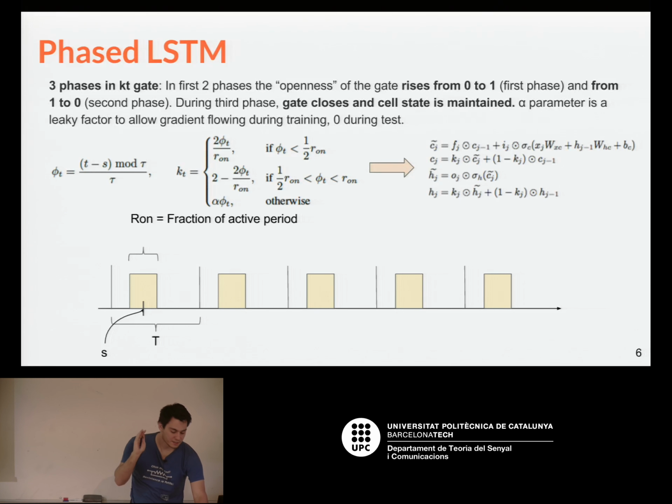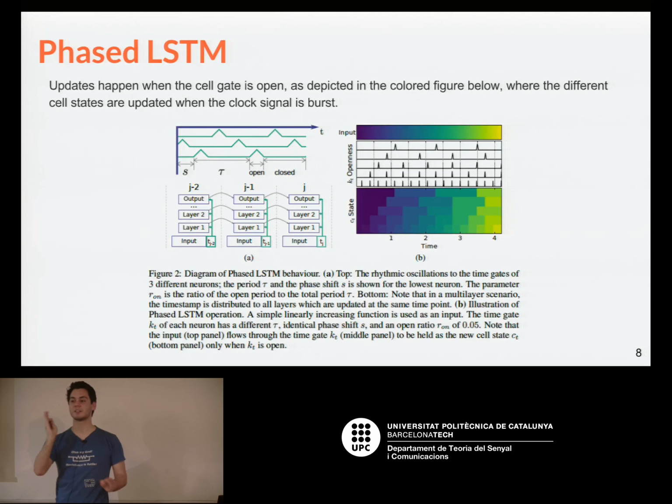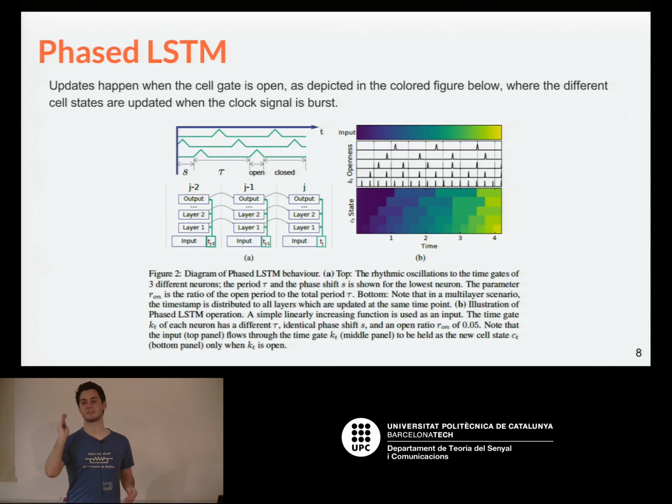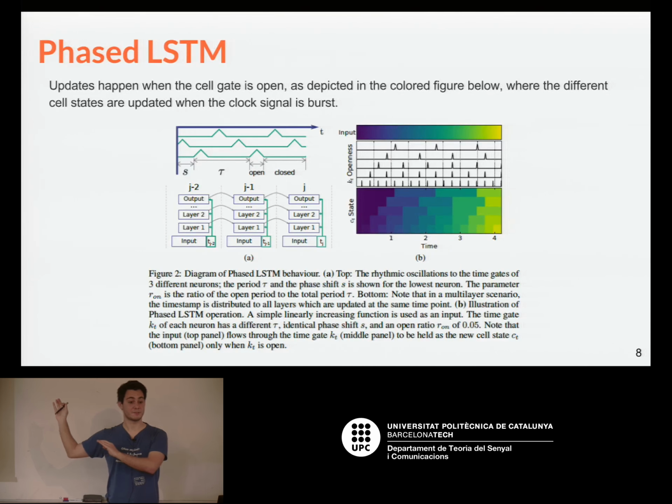You have to keep in mind that we have clock signals, like in a digital circuit somehow, and these clock signals are telling the cells whether to update or not. You can see these spikes here that are activated for every cell. We have many cells here, like 1, 2, 3, 4, 5 cells. And here we have a different clock period for every cell. Then we have the linear input increasing, and it basically updates itself just when the clock hits, okay? Every cell happens to be acting like that. And this is the nature of this phased LSTM.